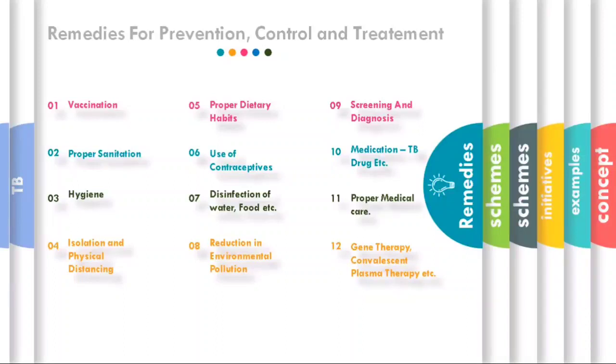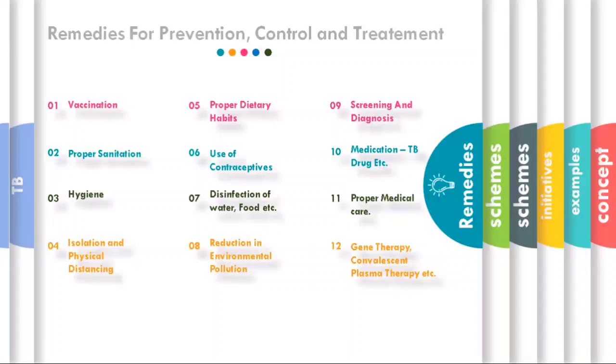Next is disinfection of water and food, especially water. There are various waterborne diseases which occur due to various bacteria and viruses. If we disinfect this water, then various such diseases can be stopped. The communication of various diseases can be stopped. Next is reduction in environmental pollution. If we reduce air pollution or other such pollution, the vectors causing these diseases can be reduced and the disease could be controlled.